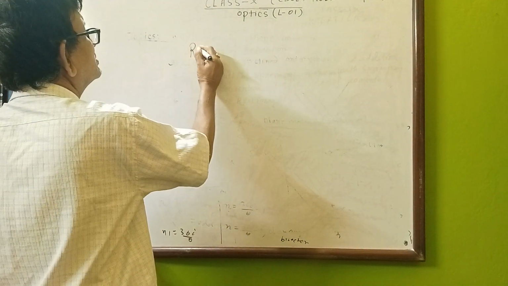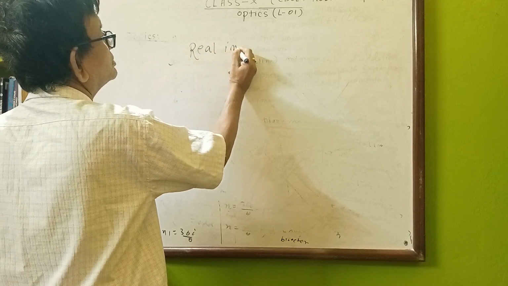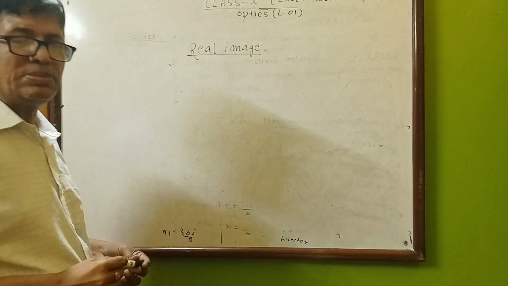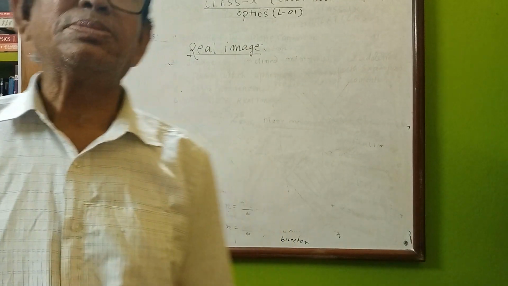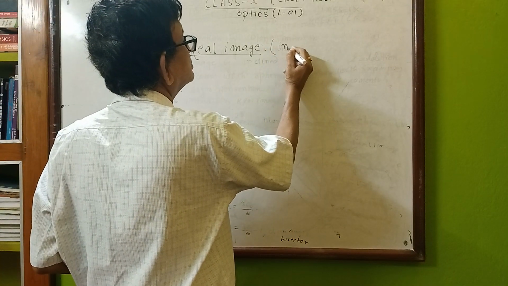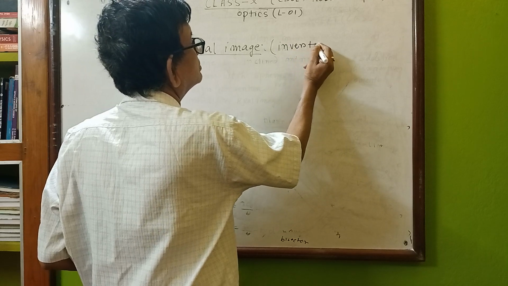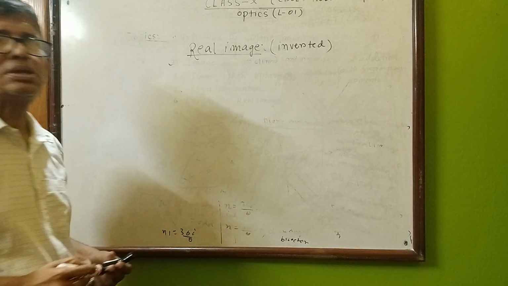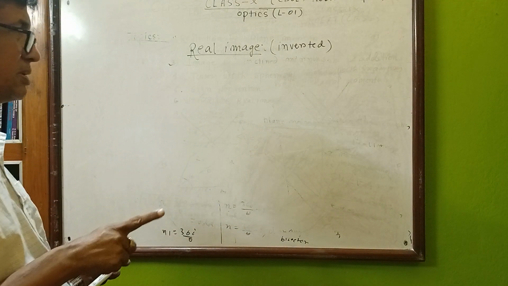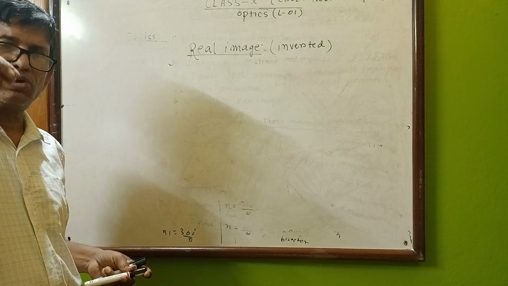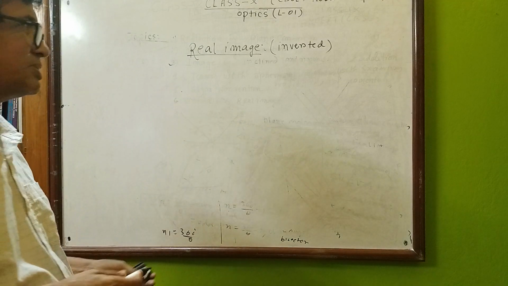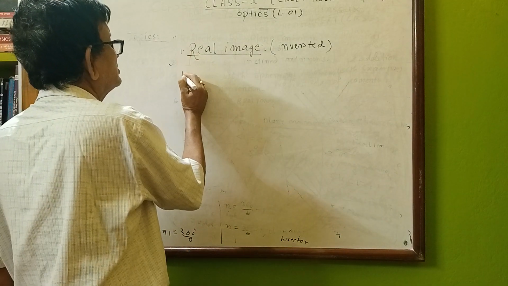Children, what is the real image? Always remember, a real image is always inverted. In the case of a spherical mirror, this image is formed in front of the mirror, not behind. Again I am telling, it is always formed in front of the mirror, the same side as the object is placed.